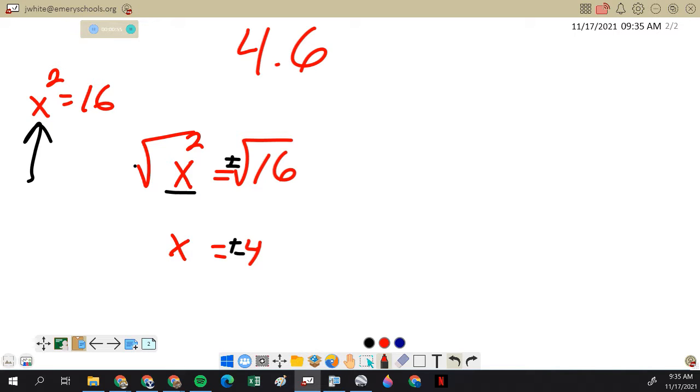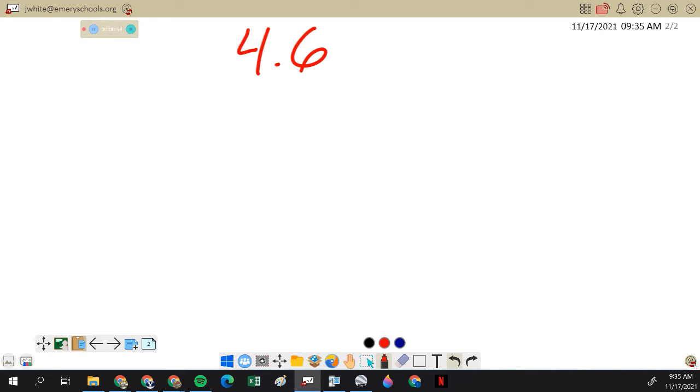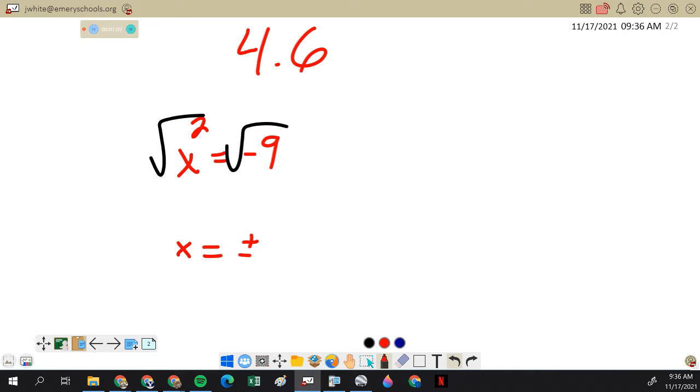Now, let's do a problem that's kind of similar. x squared is equal to negative 9. So I take the square root, and I get x equals plus or minus the square root of negative 9. What number times itself is negative 9?